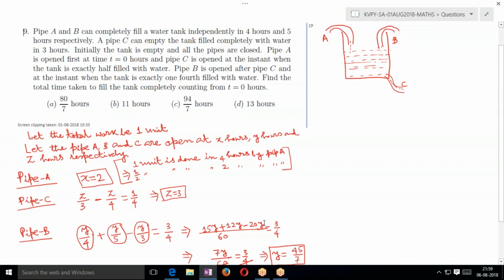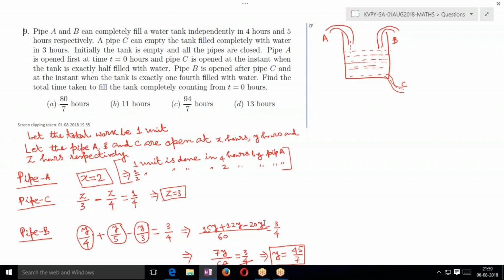So what happened here is that the activity is happening for z hours. Now the point is who is released? 1/4, you read the question. Initially the tank is empty and all the pipes are closed. Pipe A is open at time t equal to 0 hours, and pipe C is open at the instant when the tank is exactly half filled. Exactly half filled, right? After that, pipe B is open after pipe C, at the instant when the tank is exactly 1/4 filled with water.